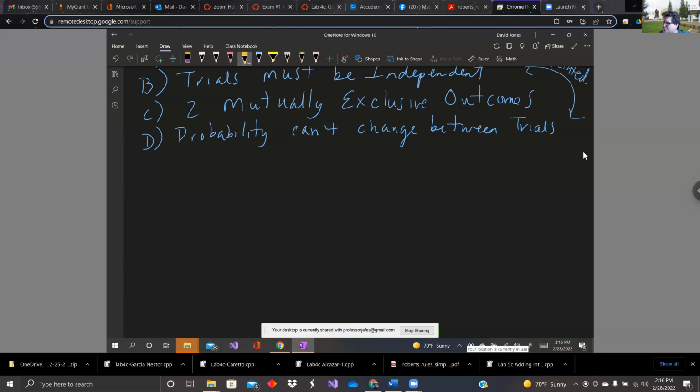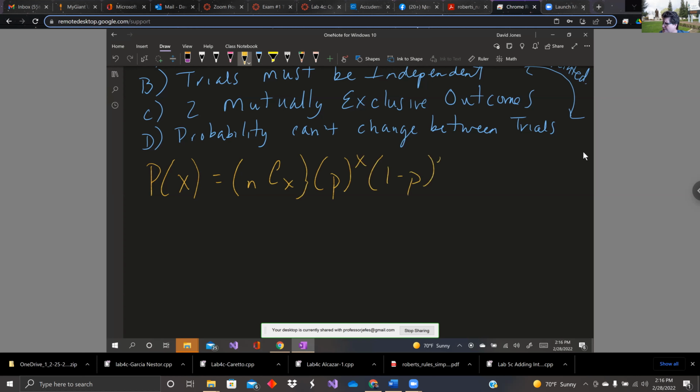And then we got down to the formula. The probability of X is, ooh, loud chime. It's N choose X. And then we have P raised to the X power. And then we have 1 minus P raised to the N minus X power. And this is a horrible, horrible process by hand.